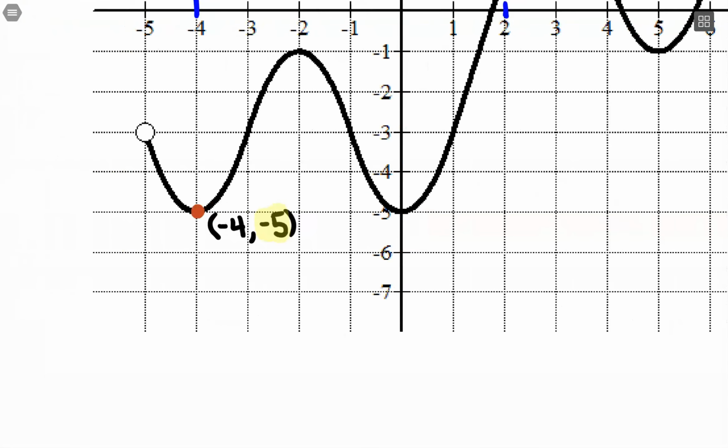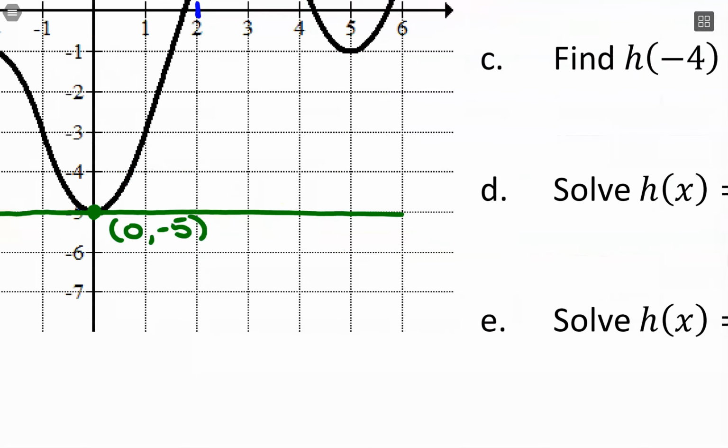And what can help to do that is to visualize. So we're at y equals -5. It can help to visualize a horizontal line and then just looking for all intersection points. So we can see we have this intersection at -4, -5. We also have this intersection at 0, -5. And then that's all of our points. So we're going to have two values for x. We're going to have x equals -4 and x equals 0.